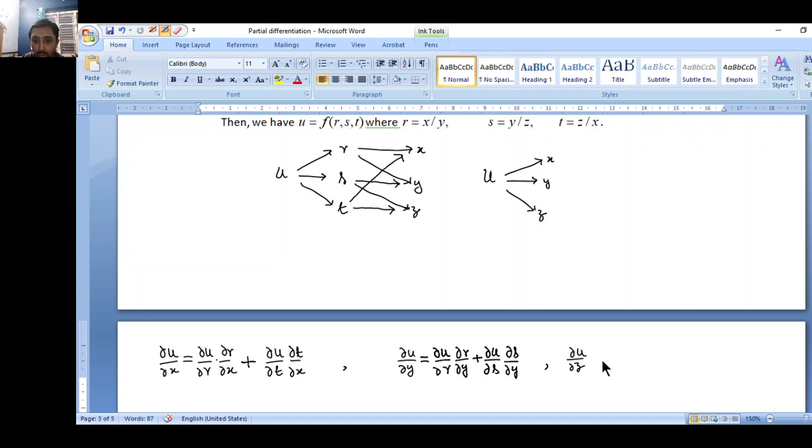Right? Similarly, when I go for dou U by dou Z, from U to Z, I do not have a route from U to R and then R to Z. There is no arrow from R to Z, so I do not have a term involving R. So I have one route from U to S and then S to Z, and the other route from U to T and then T to Z. So accordingly, this will be dou U by dou S into dou S by dou Z plus dou U by dou T into dou T by dou Z.